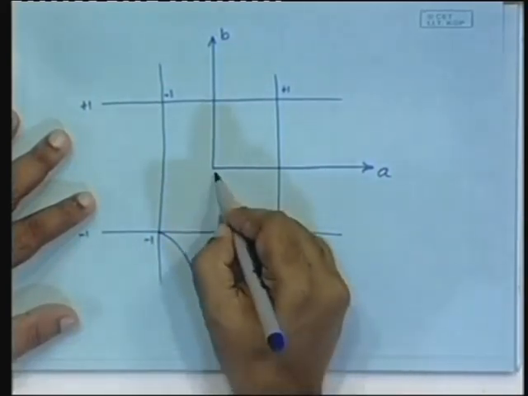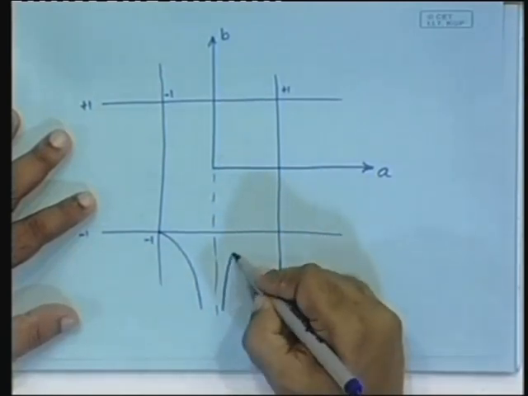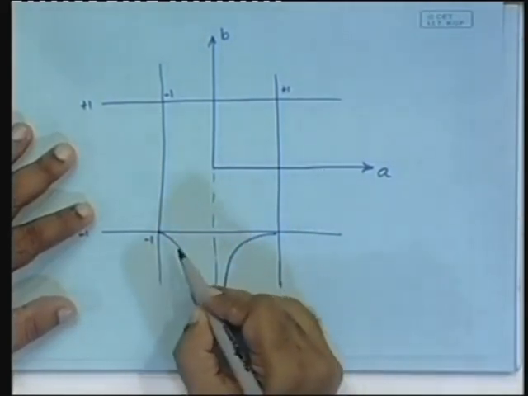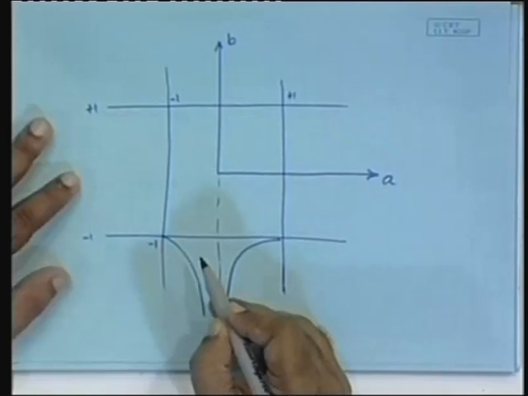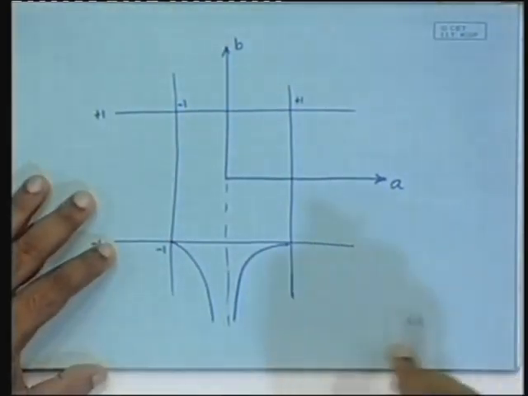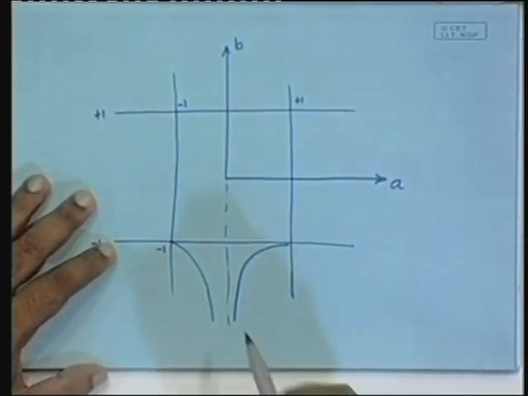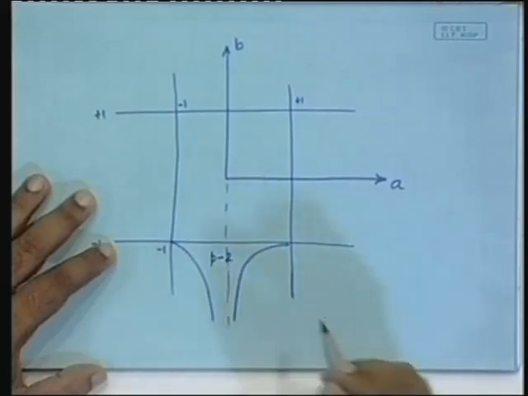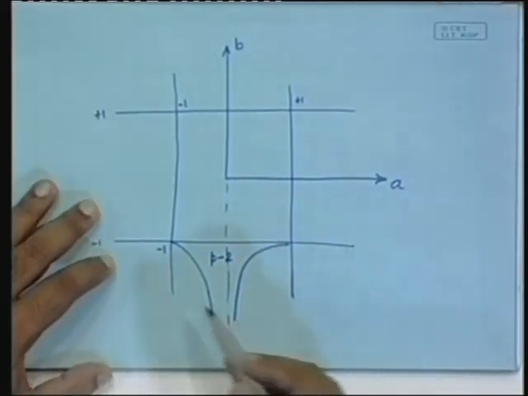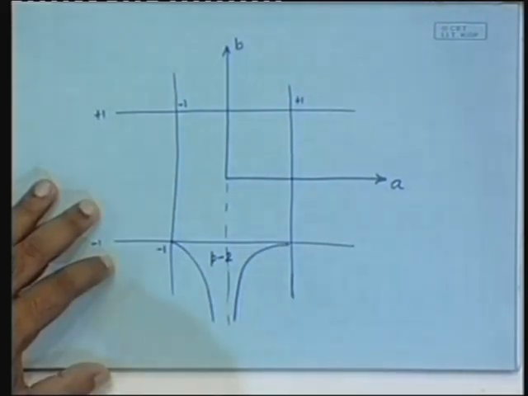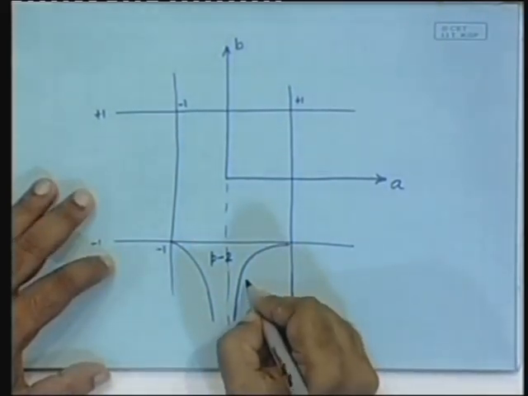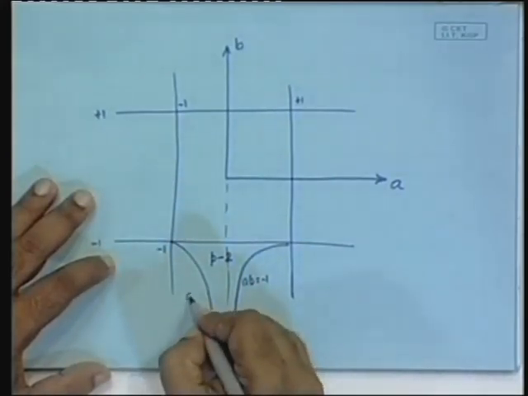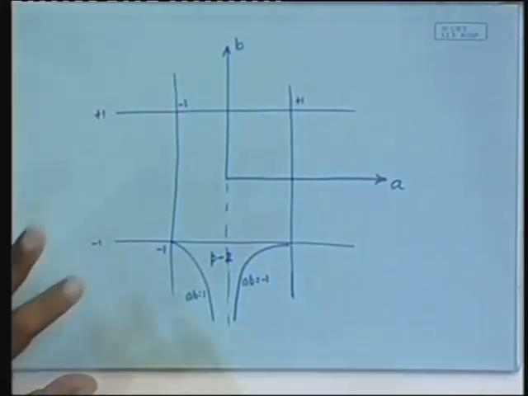divided into cases. This was the range of occurrence, I should not say existence, because the period 2 orbit exists over the whole range, but this is the range of occurrence of period 2 orbit. Now, there are two boundaries we had decided. This boundary represents the situation AB is equal to minus 1, and this boundary represents the situation AB is equal to plus 1, right.